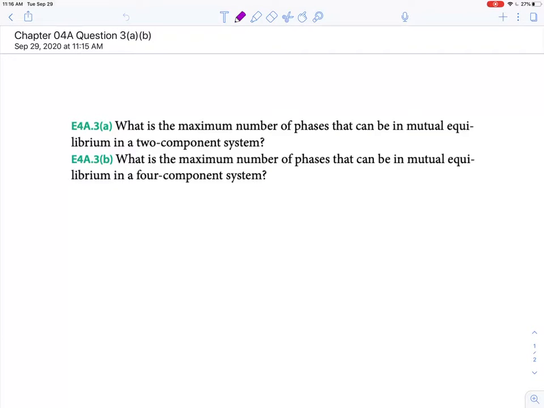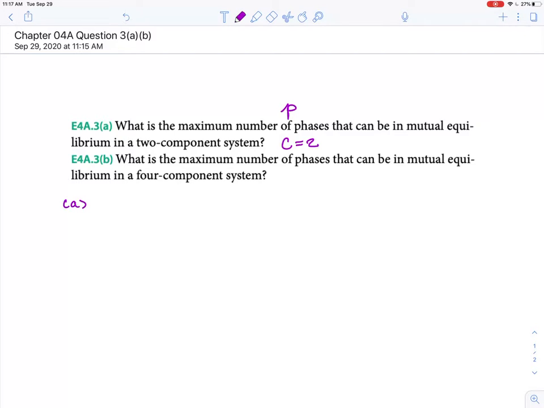Okay, so this is one of the questions from the student. This is from the Atkins Physical Chemistry textbook, 11th edition. The question is exercise chapter 4A: what is the maximum number of phases, P, that can be obtained in a mutual equilibrium of a two-component system? So when you have a two-component system, C is 2, and that's the maximum they were looking for.